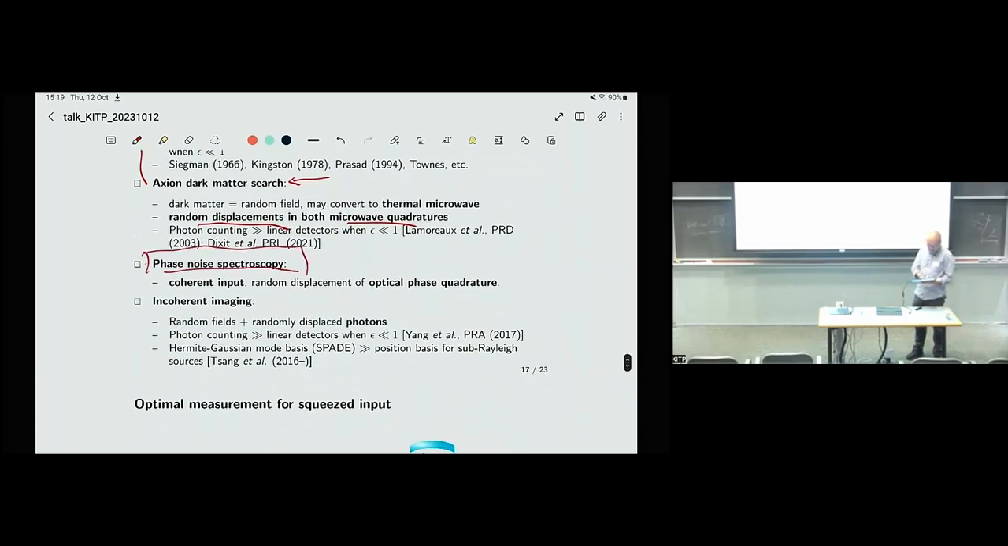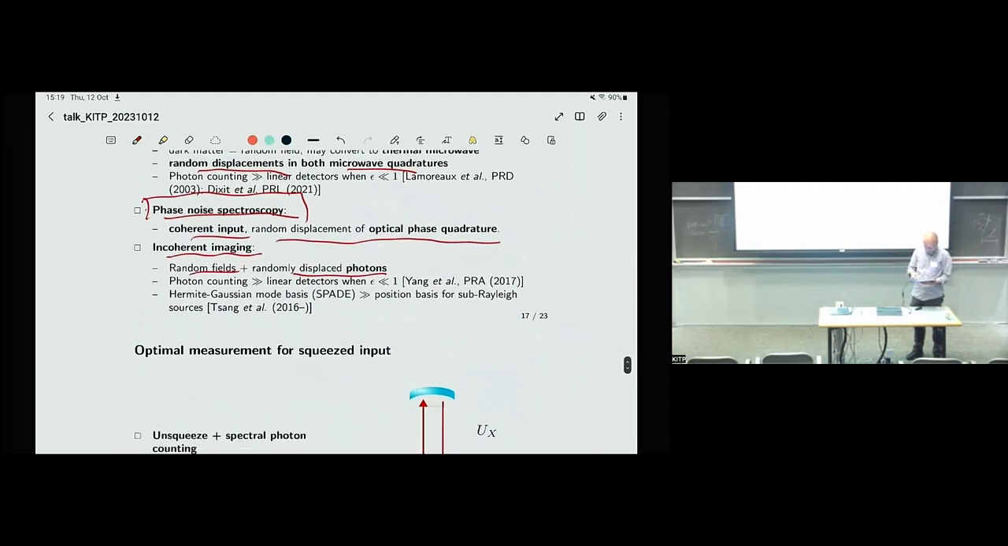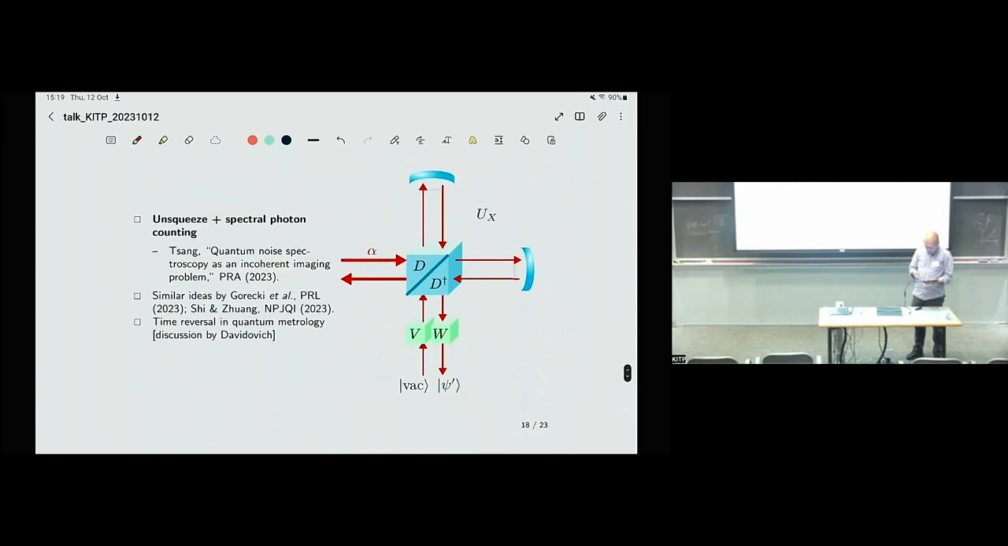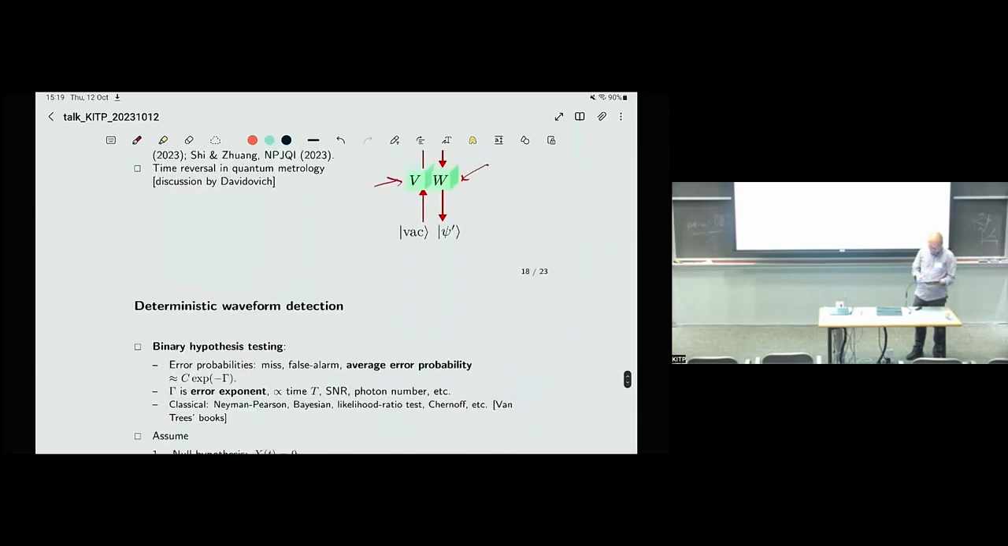For us, we are looking at phase noise spectroscopy. It's a coherent input. There's random displacement of just one quadrature, the optical phase quadrature. But it turns out that the statistics are similar. You can also look at incoherent imaging. There are random fields, randomly displaced photons. And again, you see the same kind of physics going on. And finally, if you use squeezing at the input, you just use unsqueezing at the output. That turns out to be optimal. And then you do spectral photon counting. Okay, all right.